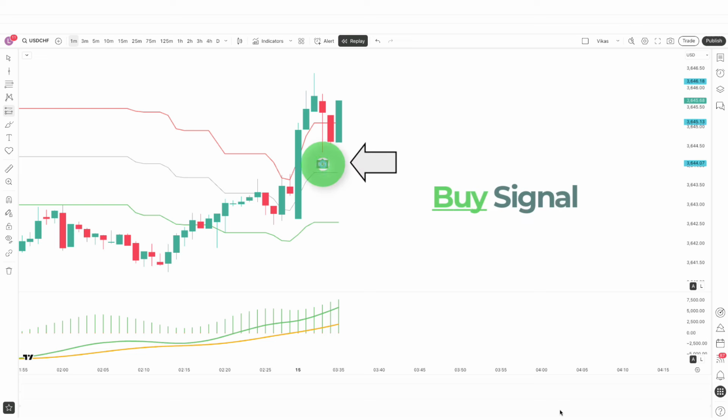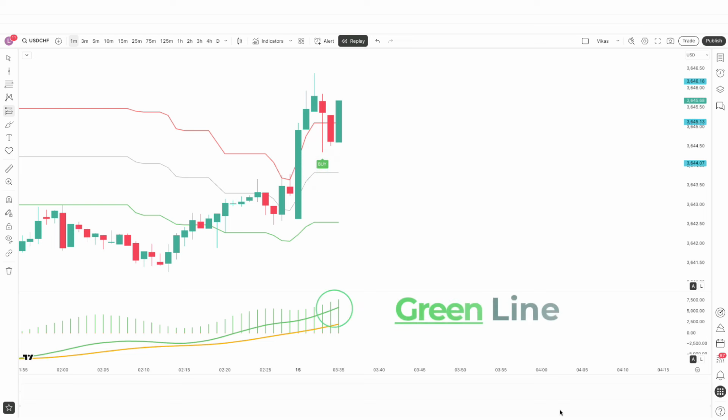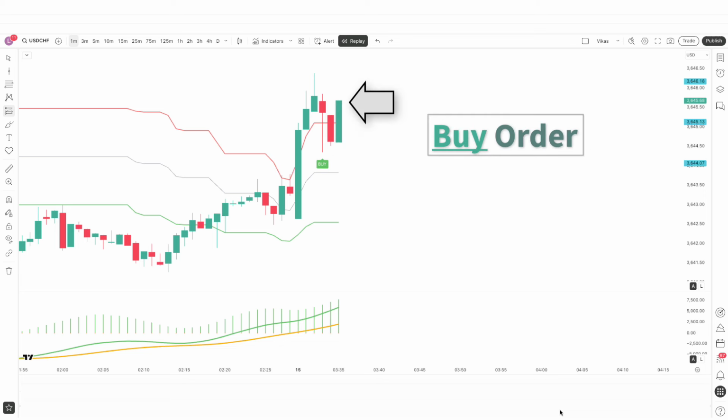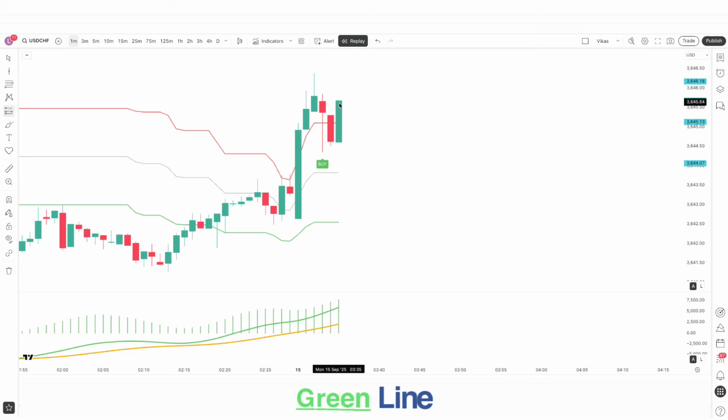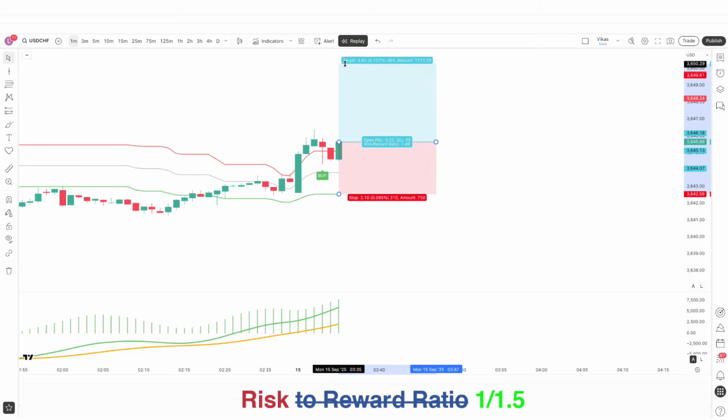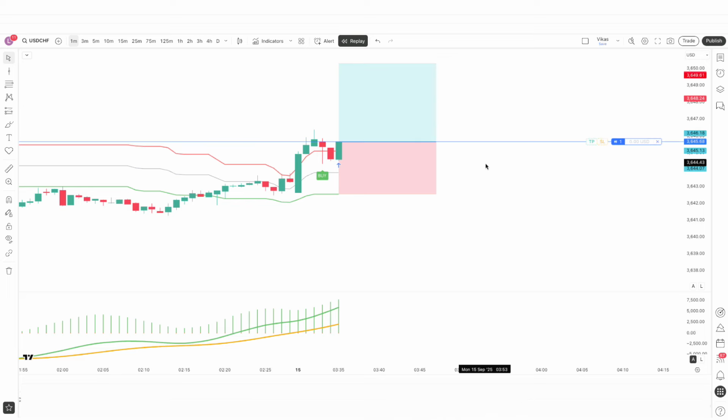Here, the premium discount zones indicator gives us a buy signal. Here, the green line of new MACD is above the orange line. Here, the market has made a bullish candle to give confirmation. So all our conditions are being fulfilled, so we are placing an order to buy. Our stop loss should be at the green line, and the risk to reward ratio will be 1:1.5.